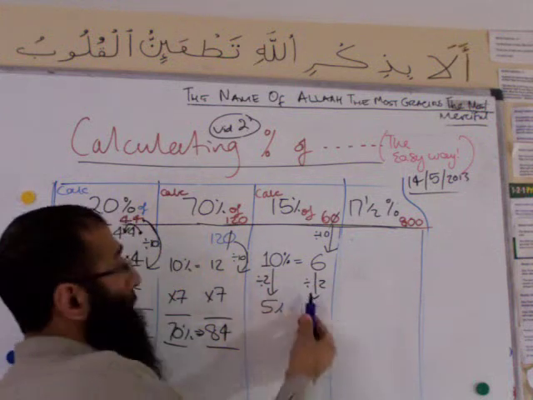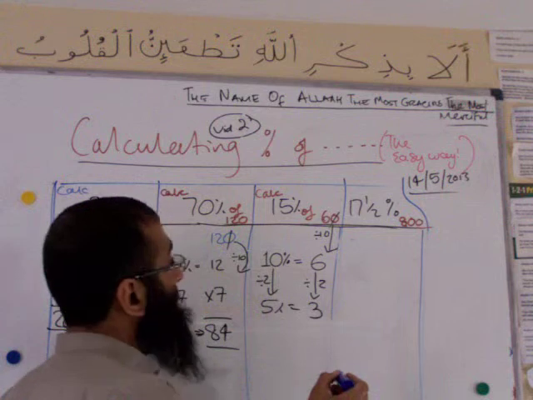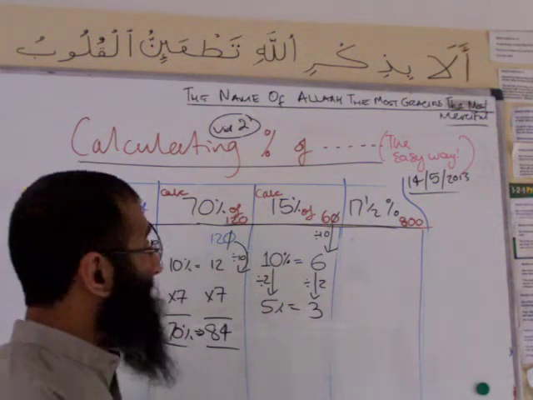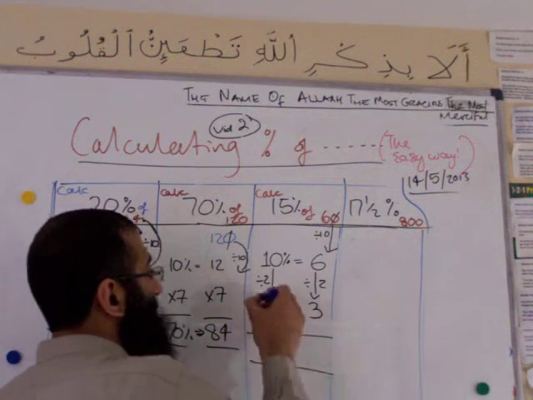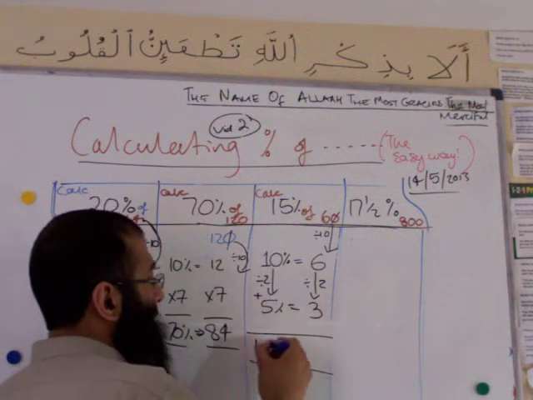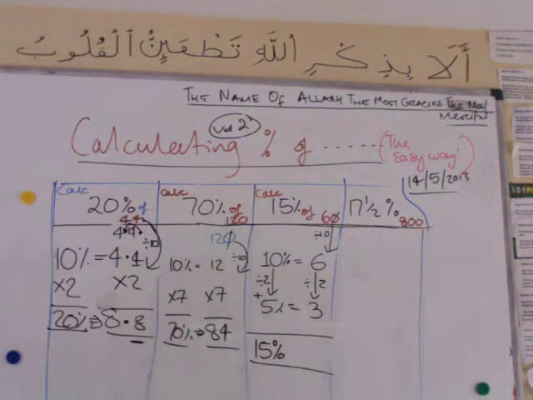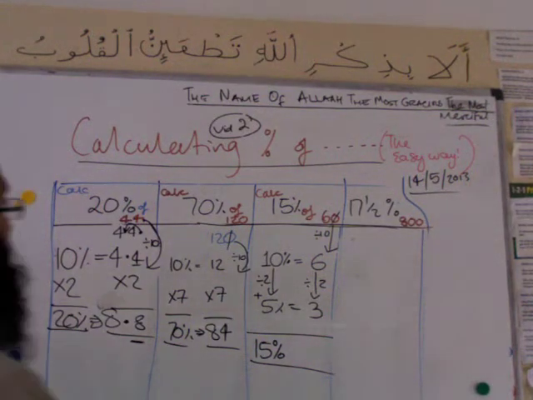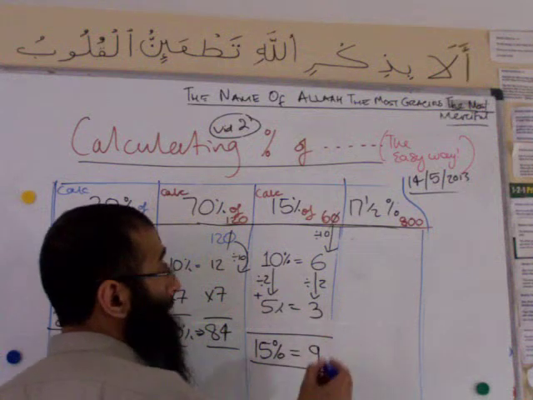So what we do on the left, we do on the right. So 6 divided by 2 will give you 3. Now, 10% is 6, 5% is 3. So what's 15%? 10% and 5% is 15%. And 6 add 3 will give us 9.